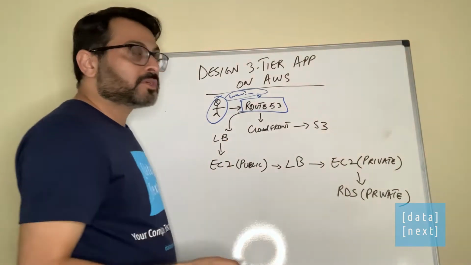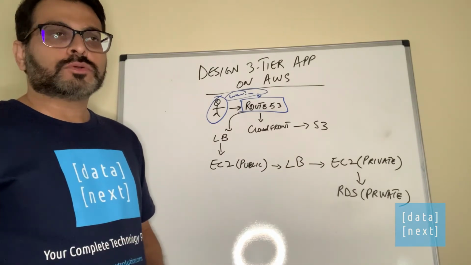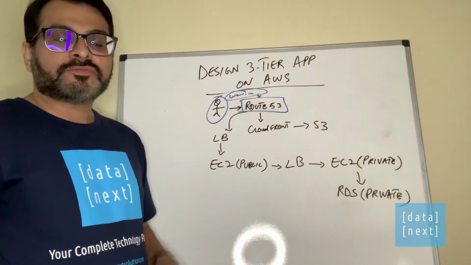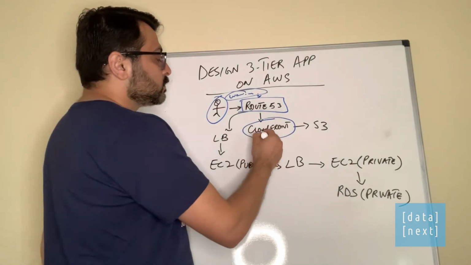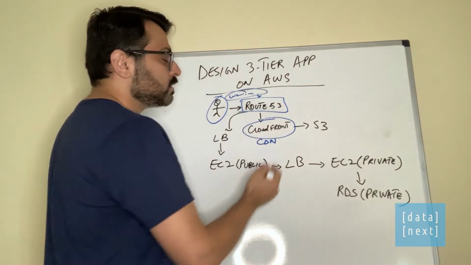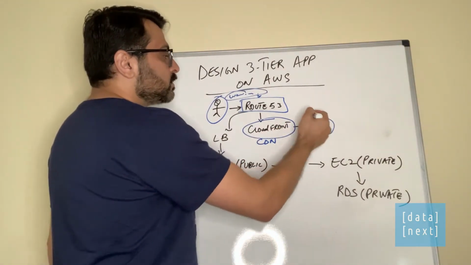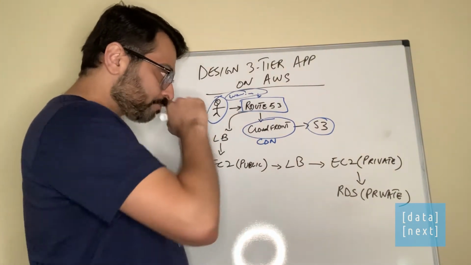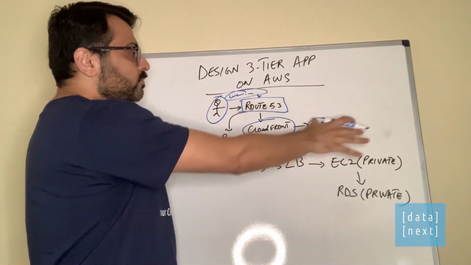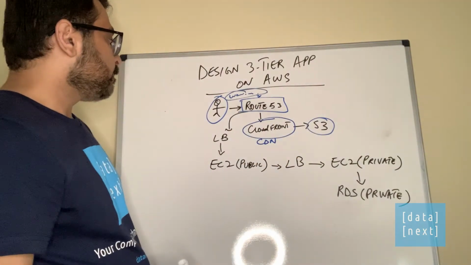So if you are serving static content, for example, images, videos, photos and PDF files, you can use a service called CloudFront, which is basically a CDN service, Content Delivery Network service, which links to the S3 content, which is the object storage service from AWS. So Route 53 can handle this type of stuff directly from here.